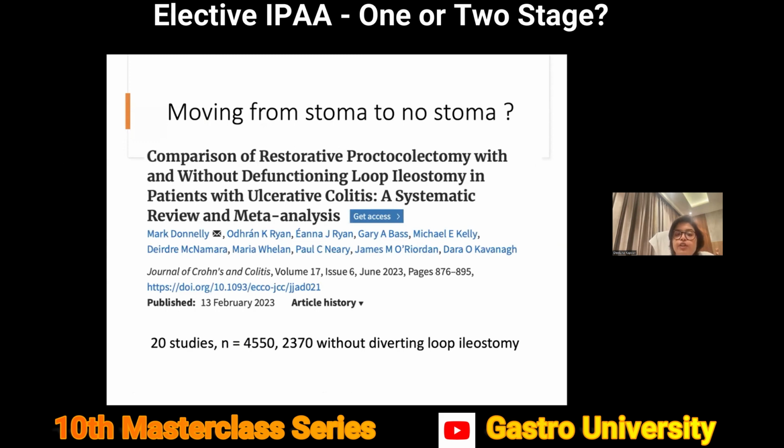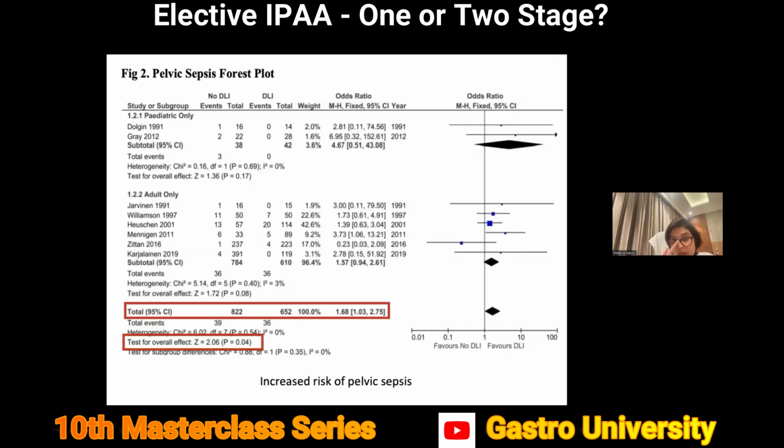So is it actually possible to move away from a diversion stoma? This is possibly the most important evidence in the literature that I want to emphasize during this presentation. This is a recent meta-analysis published in 2023 in the Journal of Crohn's and Colitis, which looked at data from 20 studies with a total of 4,500 patients, about half of whom had not received a diverting ileostomy.